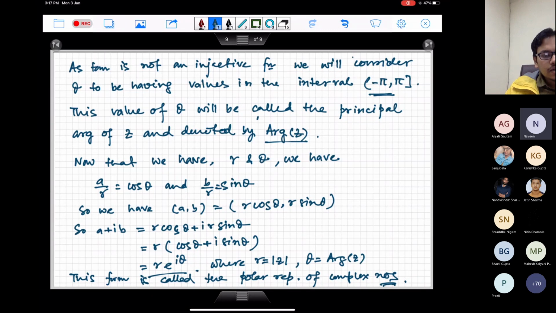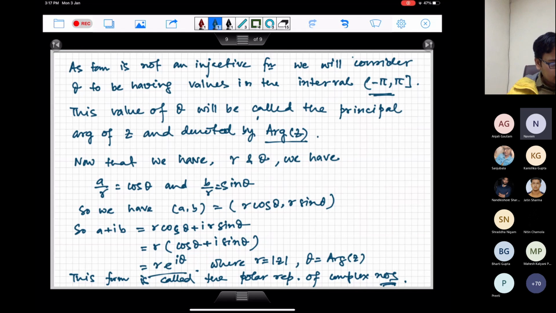Now if I have this polar representation, then of course multiplication becomes very convenient. If a plus ib is r1 e power i theta 1, and c plus id is r2 e power i theta 2, then a plus ib times c plus id will just be r1 r2 e power i times theta 1 plus theta 2. Okay, very simple.